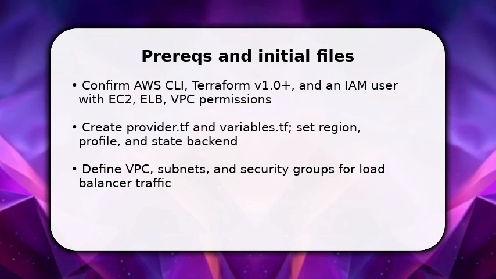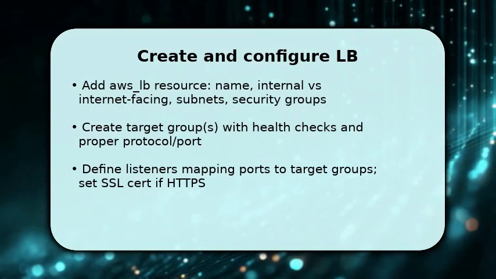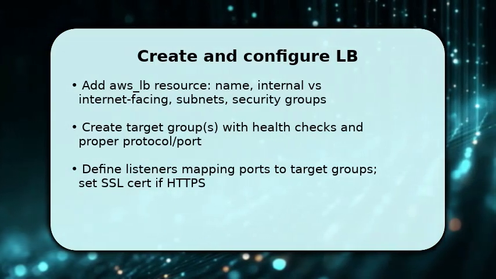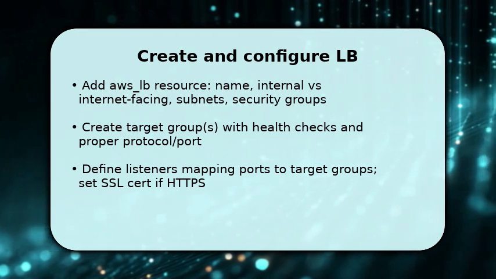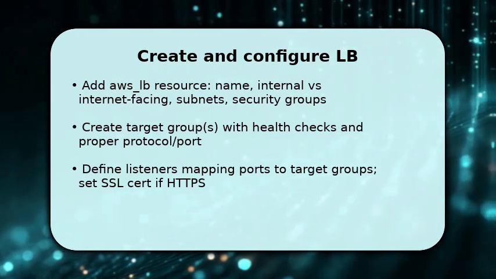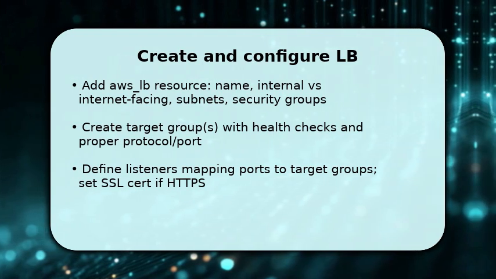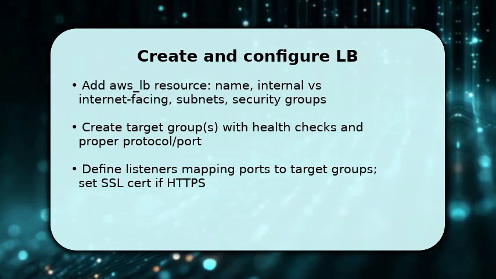Now you implement the load balancer itself. In your main Terraform file, add an aws_lb resource and choose internet-facing versus internal depending on access needs. Attach the public subnet IDs and the security group you created.